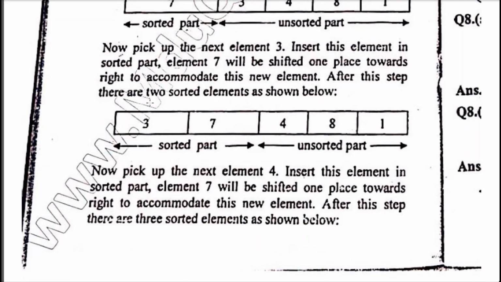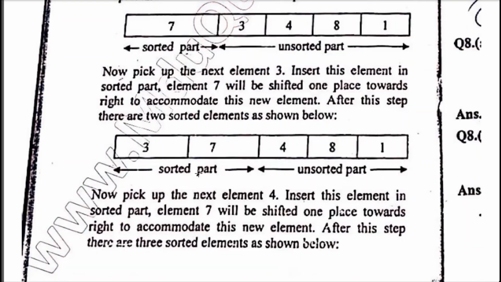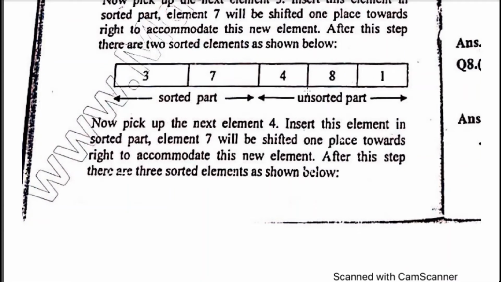So after this step, there are two sorted elements, 3 and 7, because 3 is less than 7. And our unsorted part is 4, 8, 1. Now we will pick up the third element, 4. Since 7 is greater than 4 and we have to write the list in increasing order, we have to interchange these two elements.